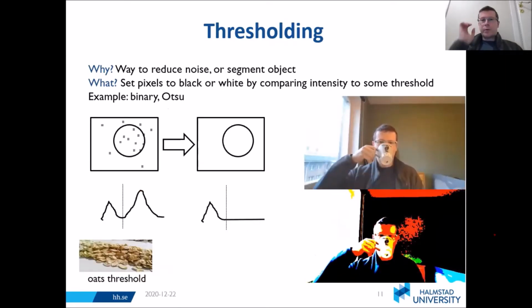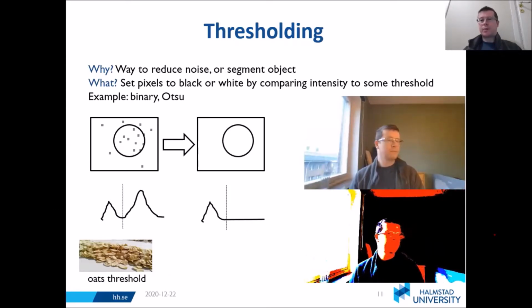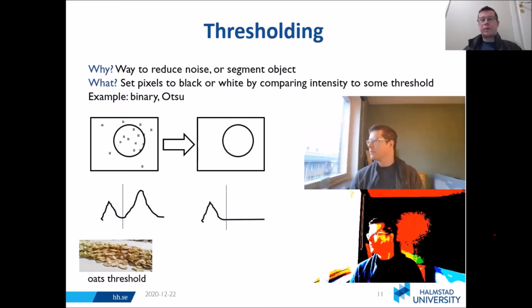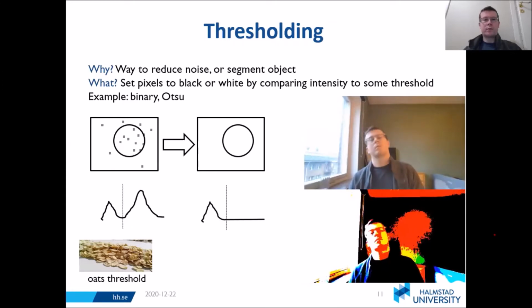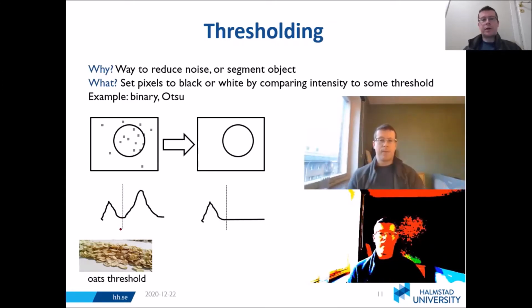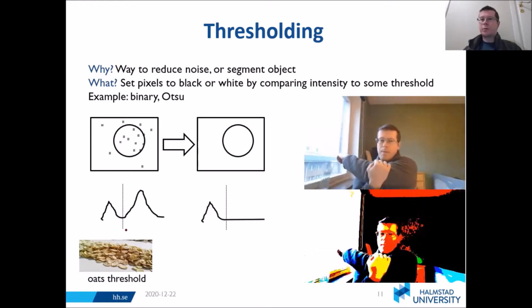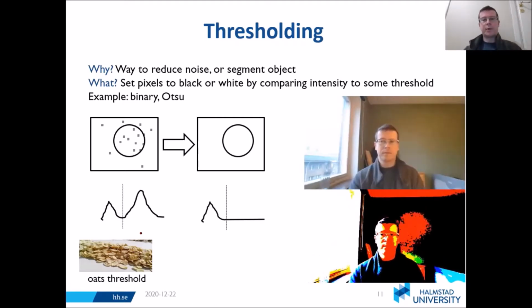Thresholding is another way to reduce noise or to even segment out some object that is of interest to you. What you do is you set pixels to black or white by comparing their intensity to some threshold. You can use some type of binary threshold, or you can use an automatic method like Otsu's method that will find a nice threshold here between two distributions, based on the assumption that you've got some type of distribution of noise and then a distribution that you're interested in.